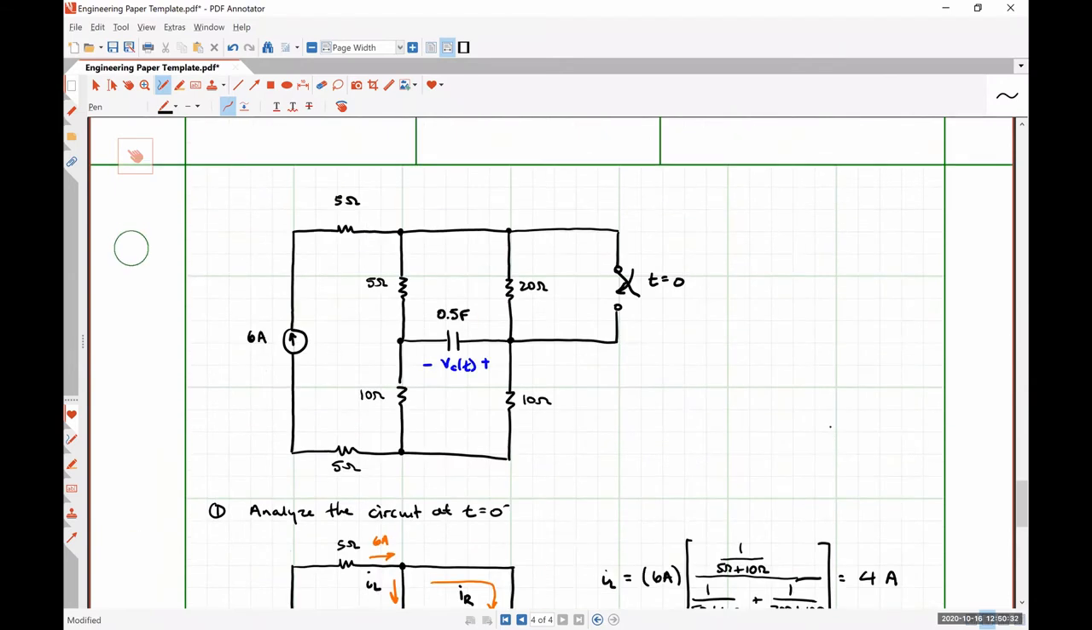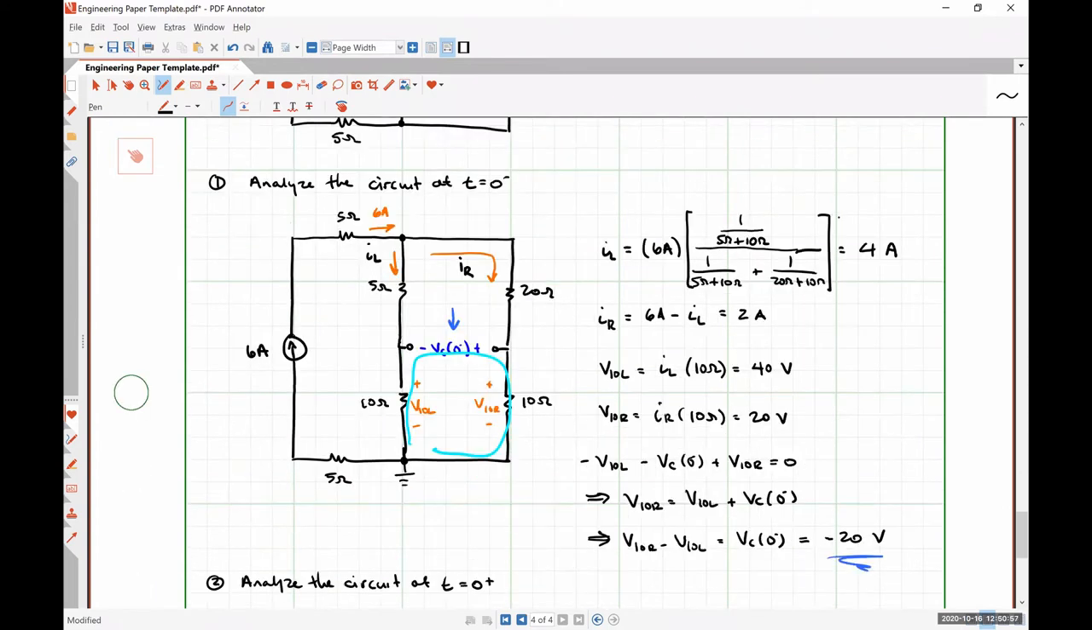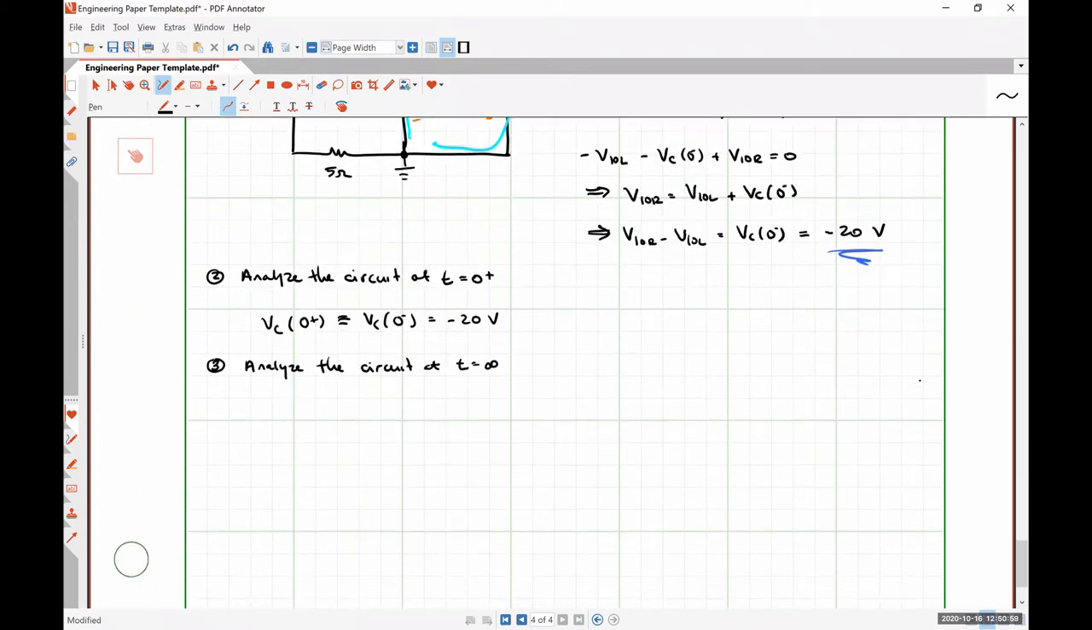So with that switch closing at t equals zero, that means that 20 ohm resistor is shorted out for all time greater than t equals 0+, right? So we can just replace the 20 ohm resistor with a short circuit. And because we're at DC steady state, we're going to replace our capacitor with an open circuit like we did in step one. So our circuit that we are going to analyze is going to look something like this.